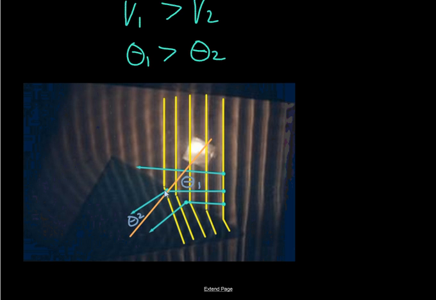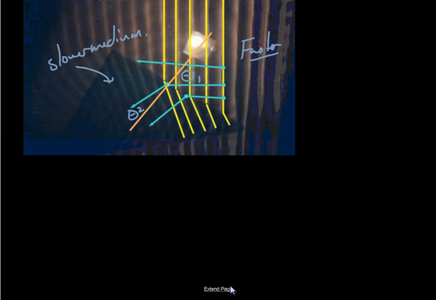In other words, the wave bends towards the normal. Over here, it's in a faster medium. Over here, it's in a slower medium. Okay? And that is essentially what we're kind of talking about here. All right? Are you with me so far?